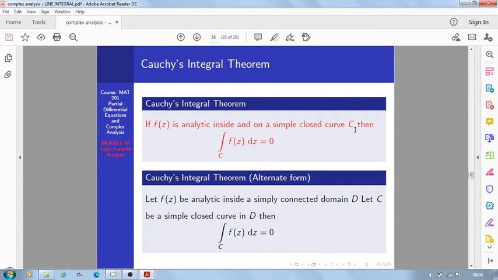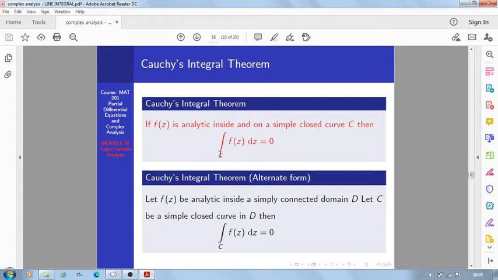On the curve C, then the integral over C of f of z dz is equal to 0. So Cauchy's integral theorem says that the integral of an analytic function on a closed curve will be 0. Now if C is not a closed curve, this needn't be true.